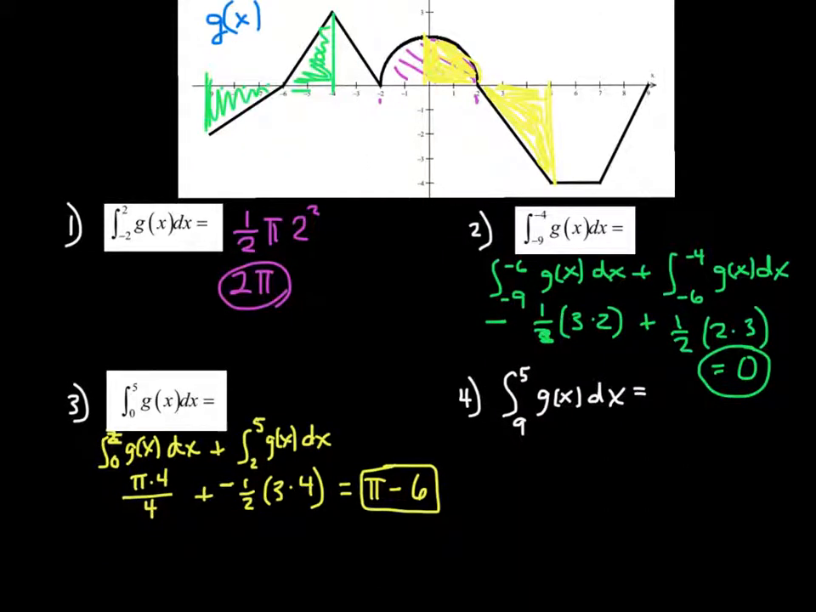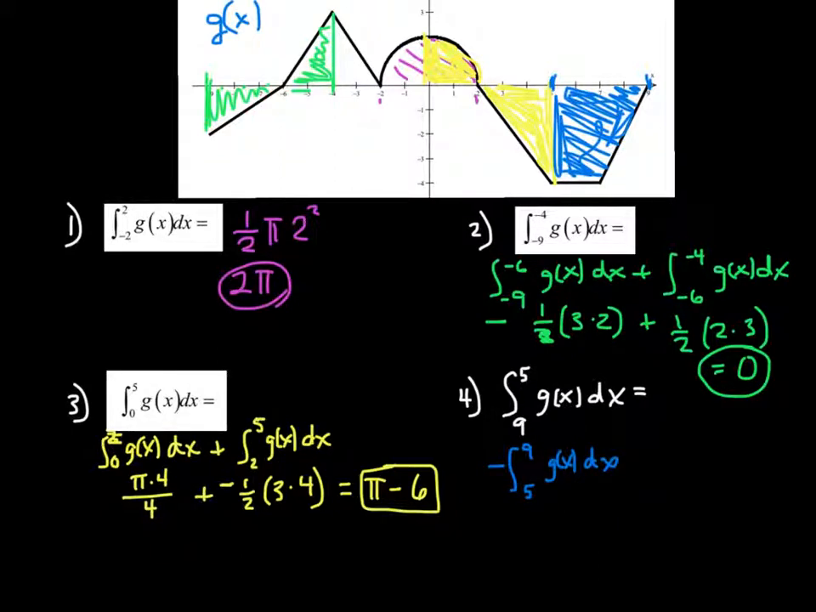Okay, the last one we're going to look at is the integral from 9 to 5. So from 9 to 5, and hopefully as soon as I'm saying that, you're going, wait a second, that's backwards. That is not from left to right, that is from right to left. And so right away, you hopefully are saying, I'm going to go ahead and reverse those bounds and say it's from 5 to 9 of g of x dx. But of course that means I have to make it negative.